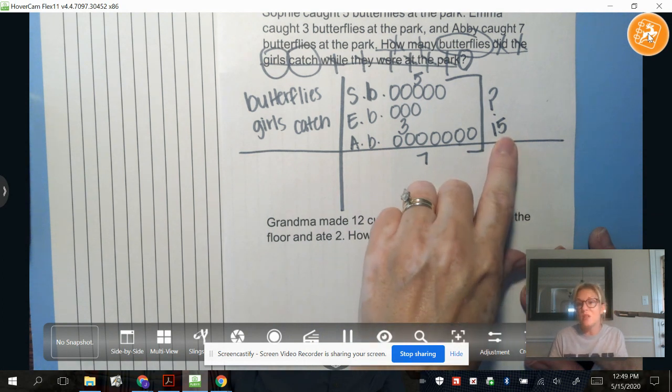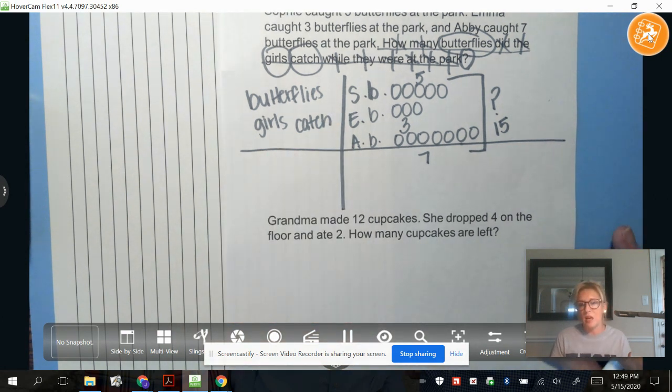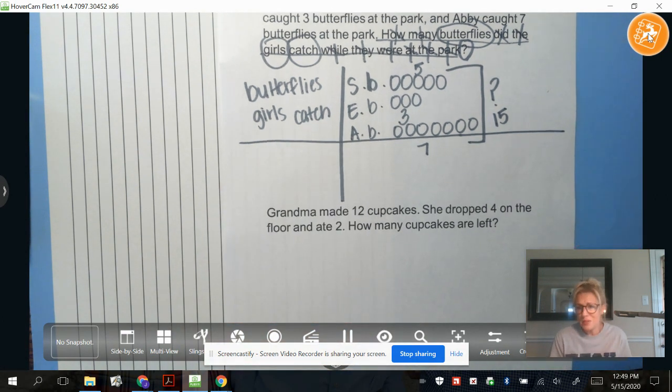And remember, this is always our answer, and it must match the answer that we get when we write our number sentence. How do we write a number sentence with this extra step? Easy. We use an extra addition sign, an extra plus sign. Can we do that? Yeah, of course we can.